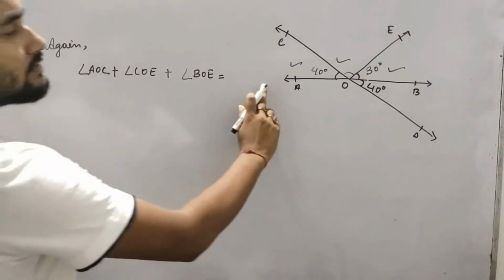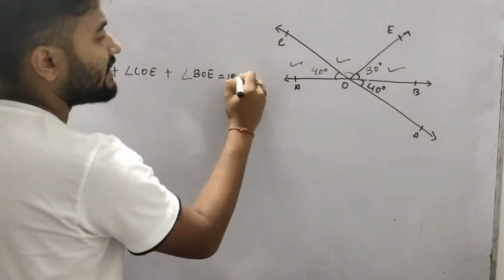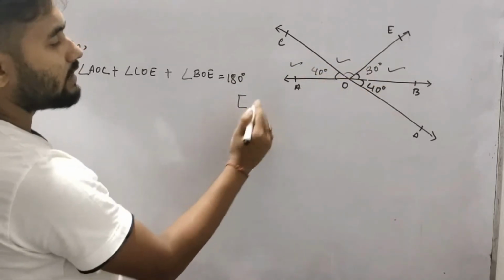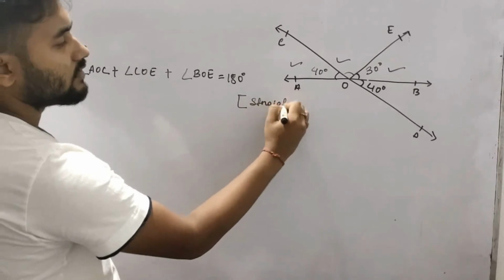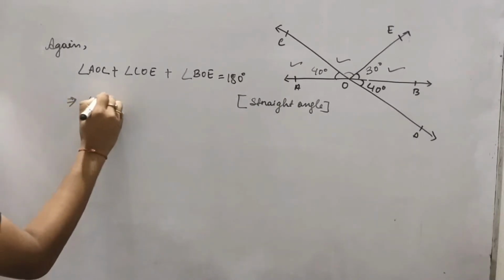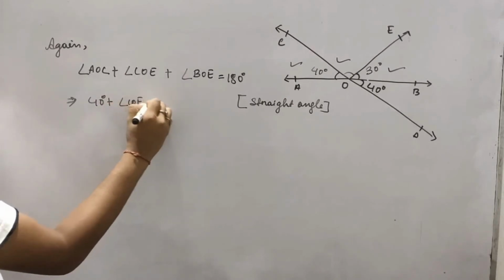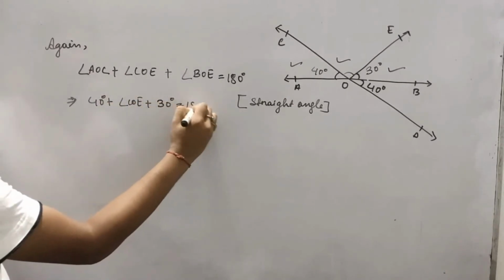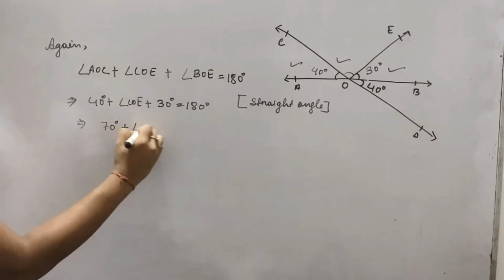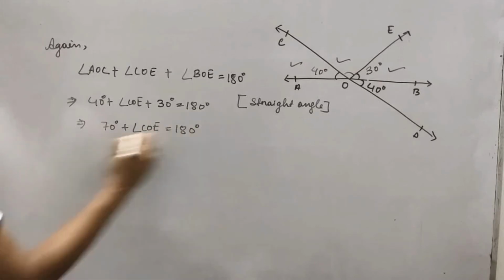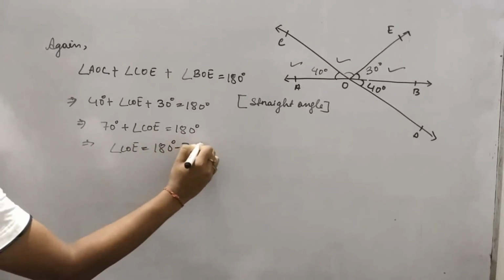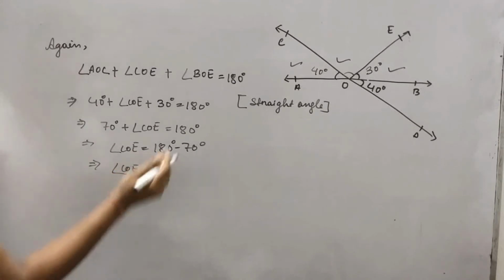If I add these 3 angles, completely it is 180 degrees. The reason is straight angle. There is no place over here, so I am writing it below. Now put the values: AOC is 40 degrees plus COE plus BOE, which is 30 degrees, equals 180 degrees. 40 plus 30 is 70 degrees, which was already given in the question. Taking 70 degrees to that side, angle COE will be equal to 180 degrees minus 70 degrees.